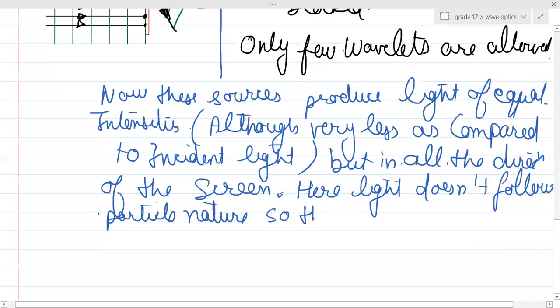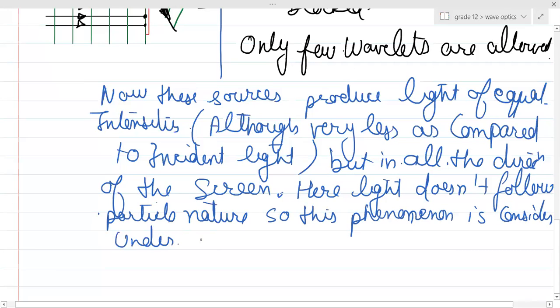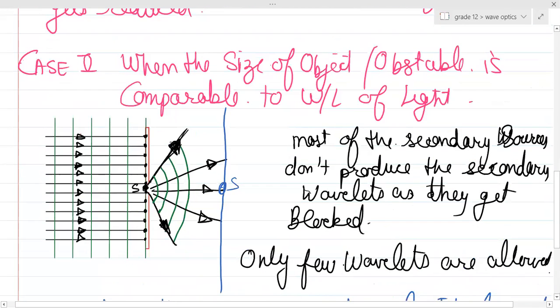So this phenomenon is considered under wave nature. Can you see, guys? Under the wave nature, you were able to explain it, but under the particle nature, you were not able to explain it, right? So understood, using wavefront propagation, using the concept of wavefronts, we explained what? We explained diffraction phenomena. Is it clear?